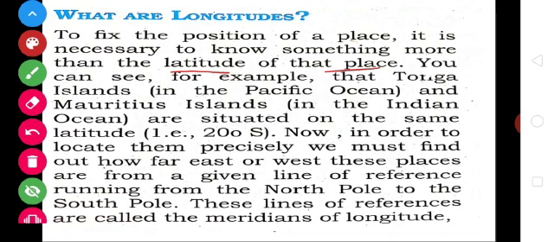You can see, for example, that the Tonga Islands in the Pacific Ocean and the Mauritius Islands in the Indian Ocean are situated on the same latitude, that is 20 degree south latitude. Now, in order to locate them precisely, we must find out how far east or west these places are from a given line of reference running from the North Pole to the South Pole.